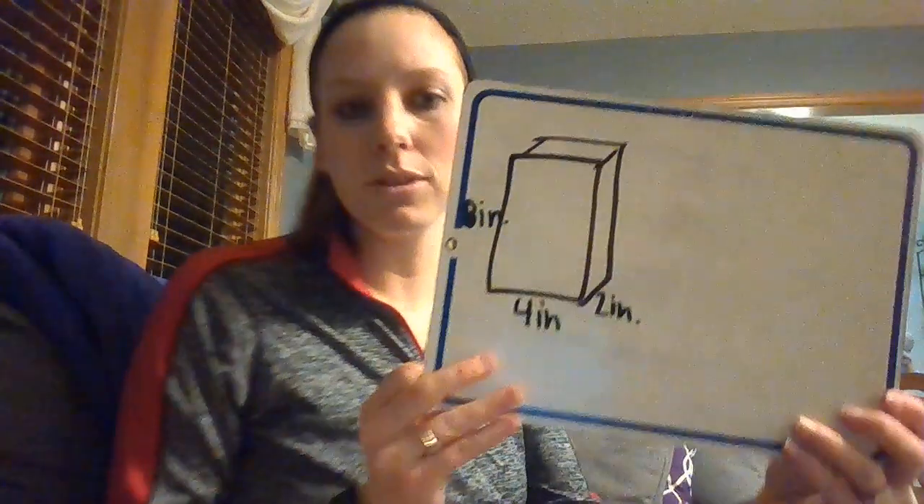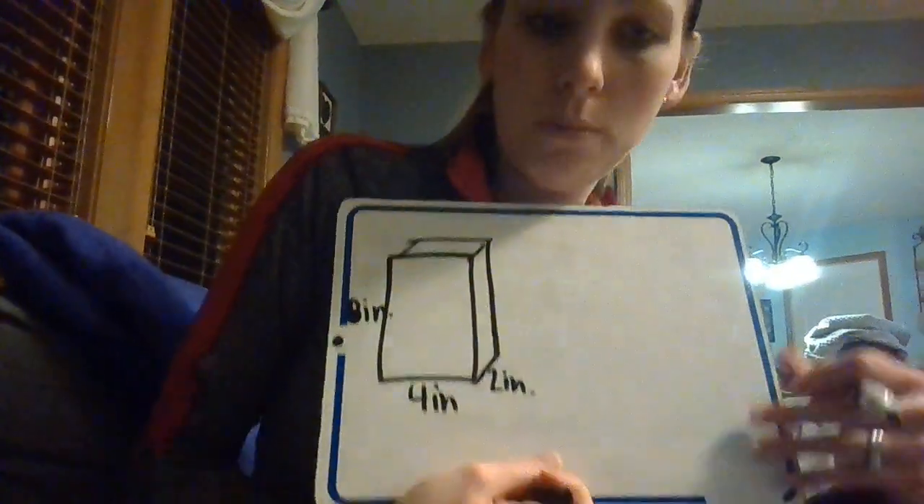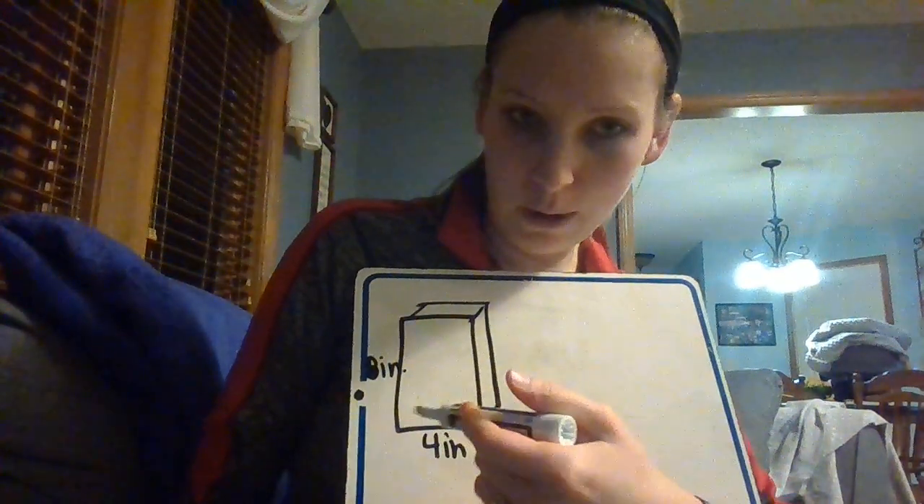And so if I have a rectangular prism, and I'm going to guess that on this box it's about, I don't know, 4 inches by 8 inches by 2 inches. We're just going to use those numbers for today. So I've got my rectangular prism of my granola bar box.